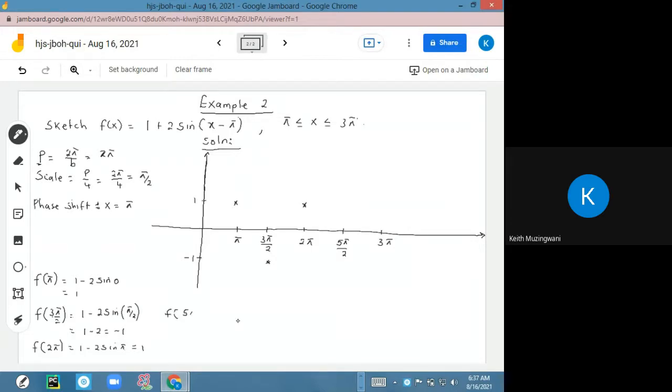F of 5 pi over 2 will give us 1 minus 2 sine, as sine 3 pi over 2. We are saying 5 pi over 2 minus pi. So this is the same as 1 minus 2 sine 3 pi over 2, giving us 1 minus 2, that is negative 1 there, so we obtain 3. So we go to 3 as our maximum.